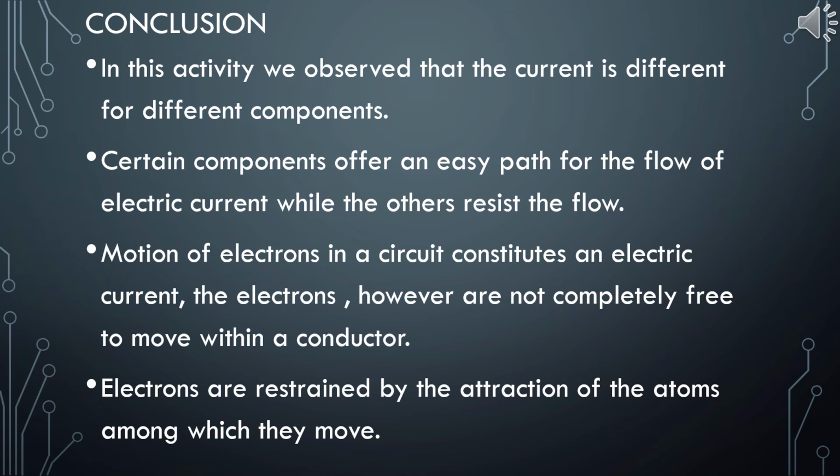To understand much more about it, let us recall the previous knowledge which you have learned, that is, motion of electrons in a circuit constitutes an electric current. The electrons, however, are not completely free to move within a conductor. This is what I taught you last class. Electrons are restrained by the attraction of the atoms among which they move. The statement that electrons are restrained by the attraction means the motion of electrons is controlled by the attraction of the atoms among which they move.